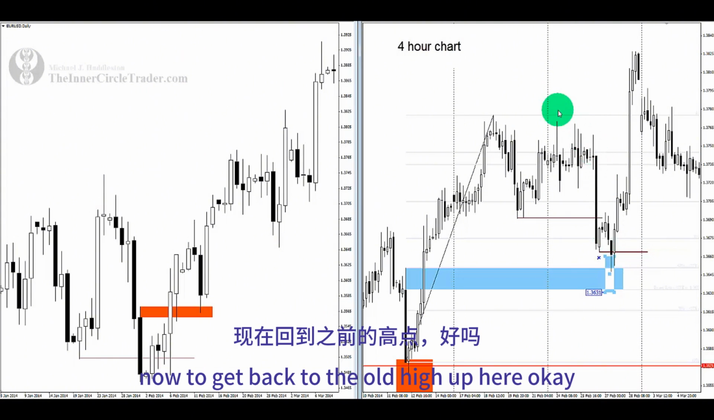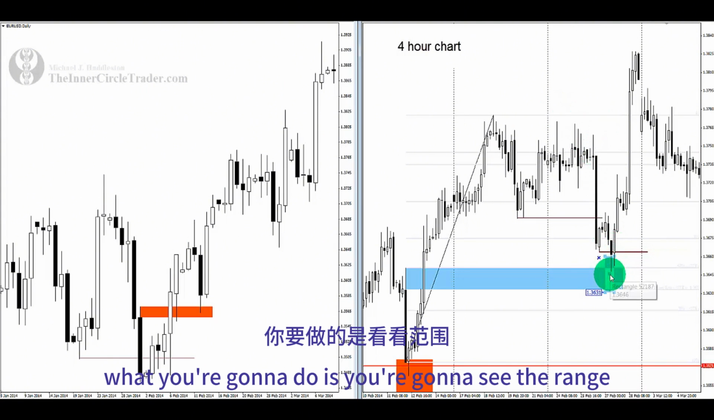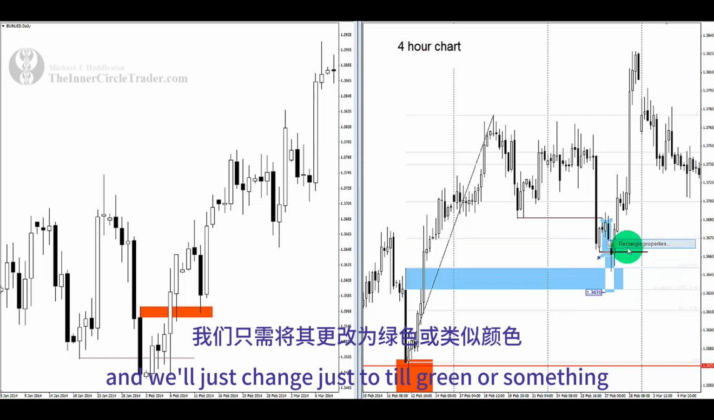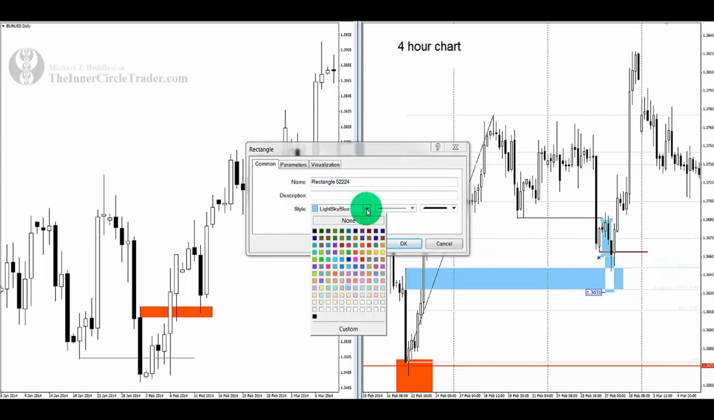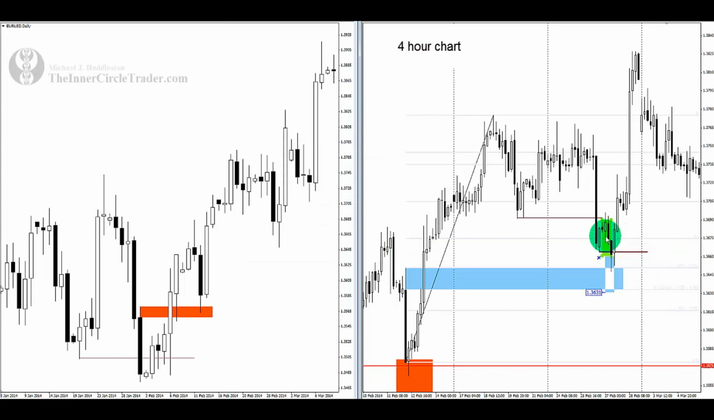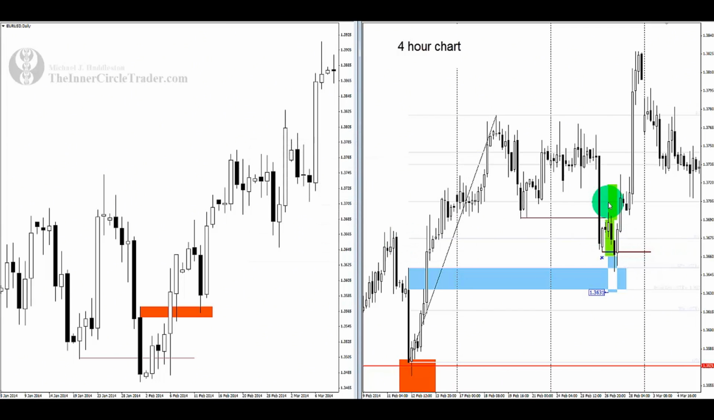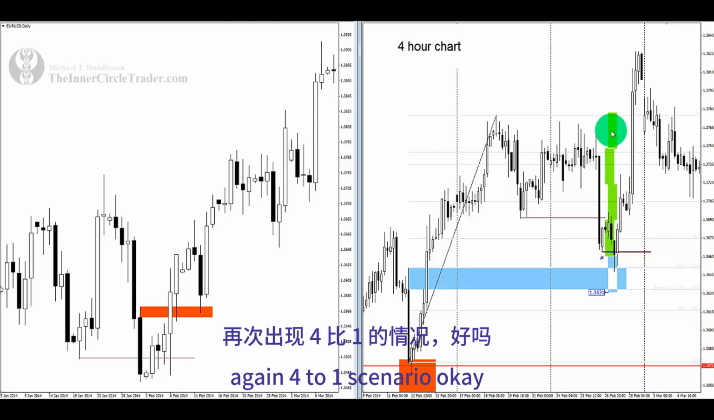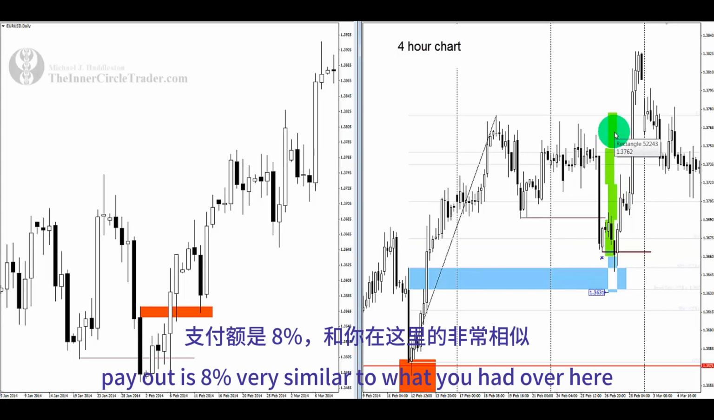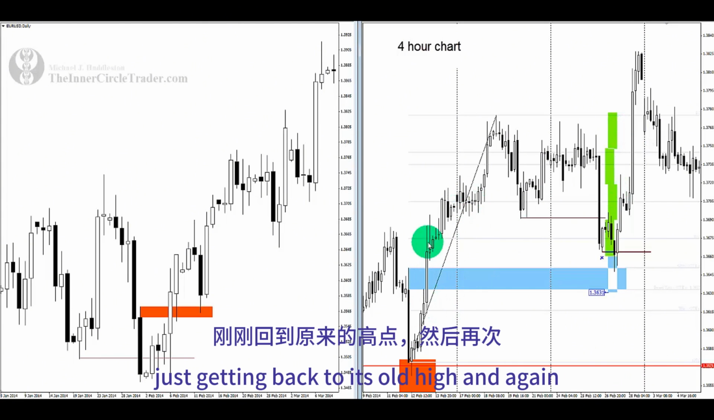Now to get back to the old high up here, what you're going to do is you're going to see the range, and we'll just change this to a green or something, just for contrast. Two, three, again, 4-to-1 scenario. So you're risking 2% down here. Payout is 8%. Very similar to what you had over here, just getting back to its old high.